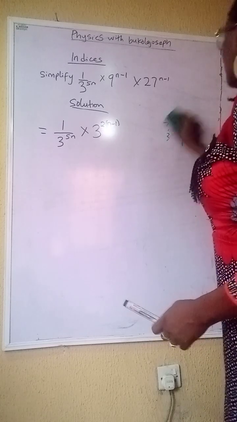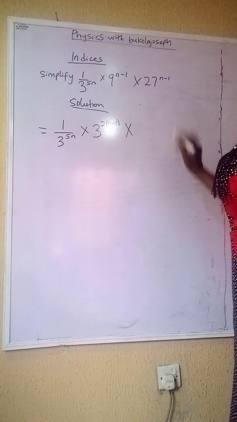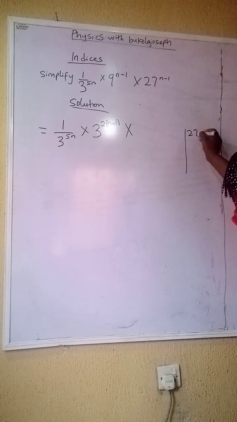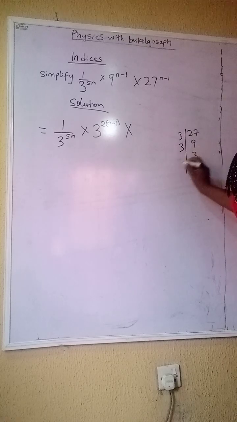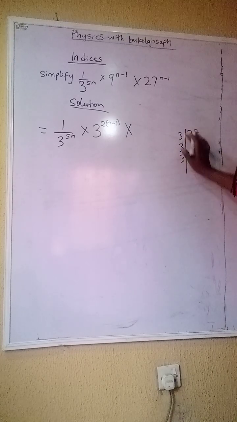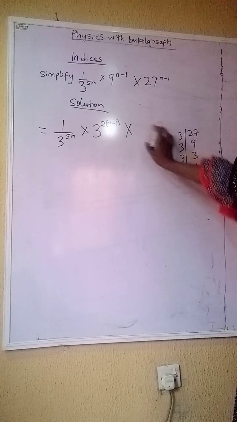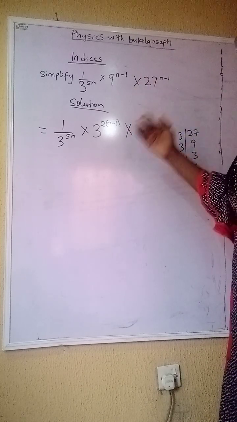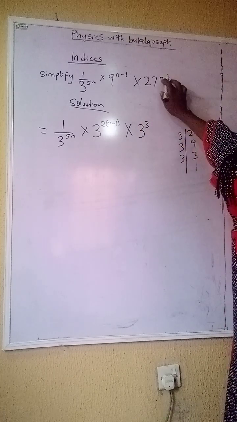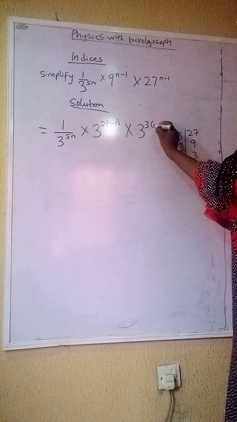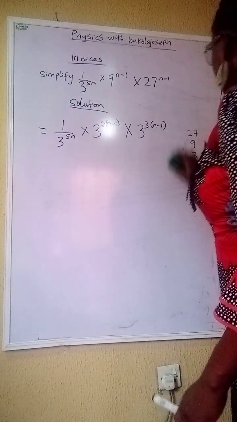Times, let's convert this to base 3. We have 27. 3 into 27 is 9, 3 into 9 is 3, 3 into 3 we have 1. So how many 3s can we get? 1, 2, 3. So 27 is equal to 3 raised to power 3, that's 3 times 3 times 3. Remember, we have n minus 1 here, so we'll bring it down, n minus 1.